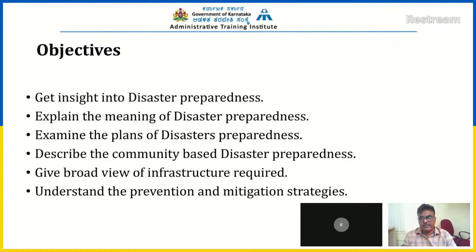So here are the objectives. You will get insight into disaster preparedness. We'll explain the meaning of disaster preparedness, examine the plans of disaster preparedness, give a broad overview of the infrastructure required, and then understand the prevention and mitigation strategies. All this part comes under the preparedness phase of the disaster. Let's go one by one.